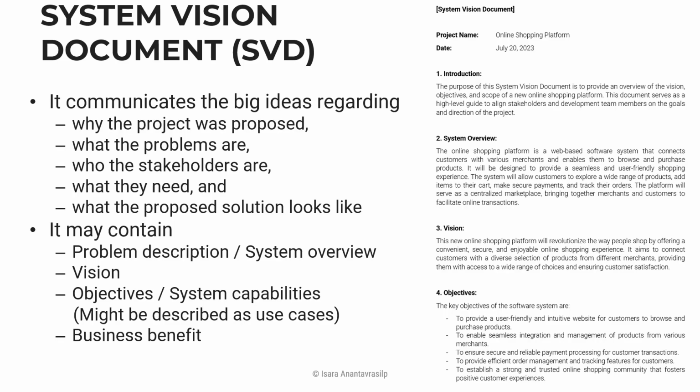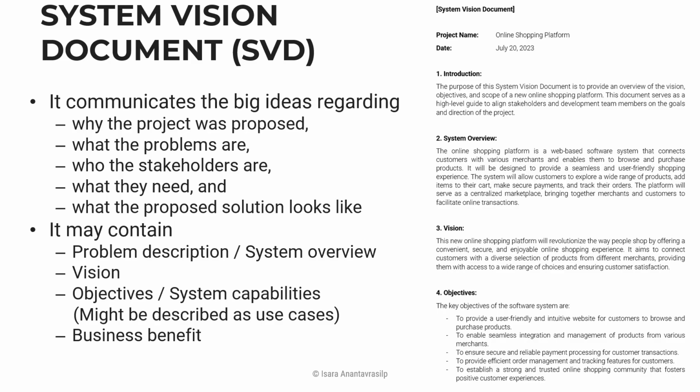Let's have a look at the SVD, System Vision Document, what it is and what it contains. The SVD is a high-level document that outlines the vision, objectives, and scope of the software project. It serves as the foundation guide to align all stakeholders, including the business side and development team, on the project goals and direction. So it explains what the system should do, what is our end game, right? The purpose of the SVD is to provide a clear and concise overview of the project and help capture what the software system aims to achieve, so you don't get lost.